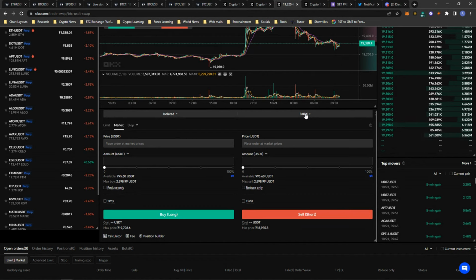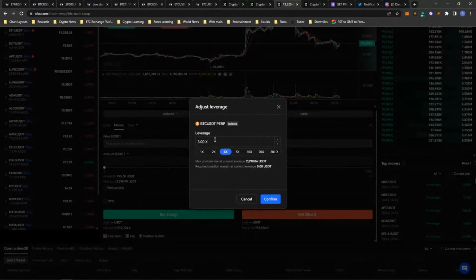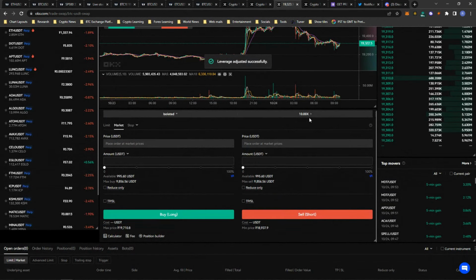Heading over to the leverage amount, it is recommended to start off with 2x or 3x. I use the 10x function. Reason being, it's easier to do the calculations in my head when I know that it's 10x. Now, what is the 10x? If I've got $1,000, I can borrow 10 times that amount of money to trade with.